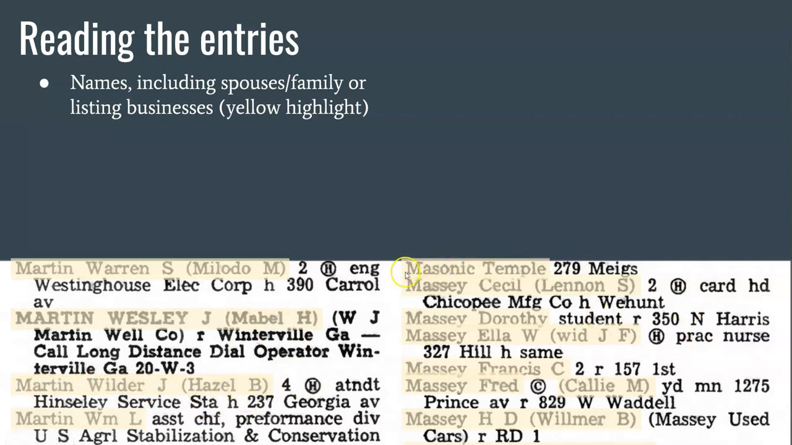There's also businesses, so like the Masonic Temple is listed here, and those are just listed along with the residential listings. There was no yellow pages in this. And so we differentiate in the spreadsheet between businesses and residential listings. We also have, in some cases, the number of dependents. Those dependents are not listed by name, but they are listed as a number. So Warren Martin's household had 2 dependents. Wilder and Hazel Martin's household had 4, et cetera.